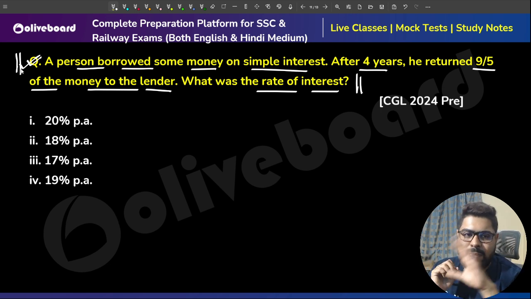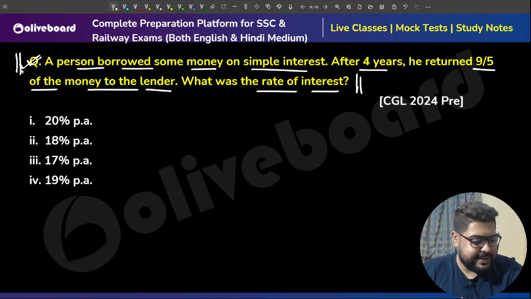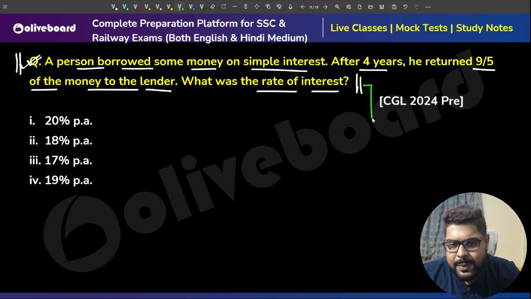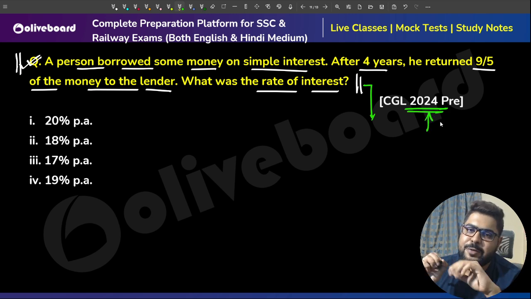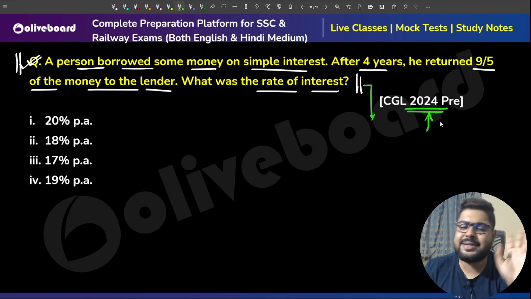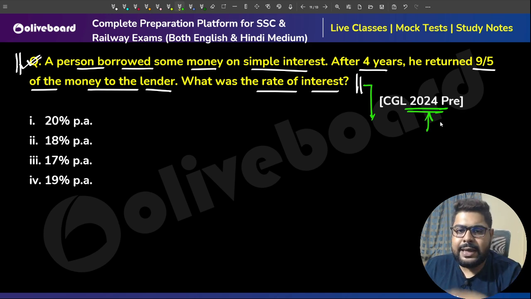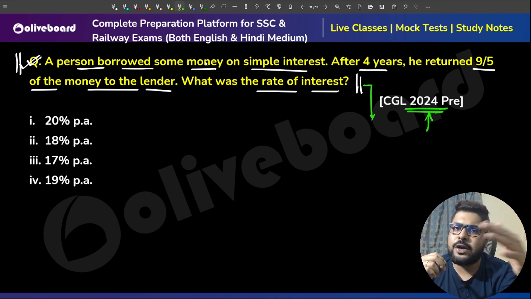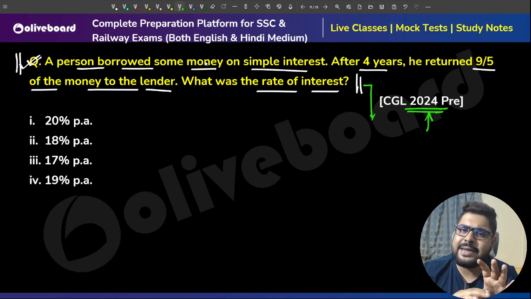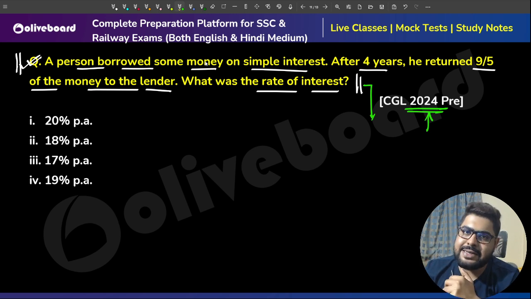Before I do this last question, just a very quick announcement. If required, I'll do another question. Please understand, this is a current question, a 2024 question, the last CGL. Before I start, definitely this is not the whole of simple interest. This is just the tip of the iceberg. I'm giving you very basic questions to make you understand the percentage approach.